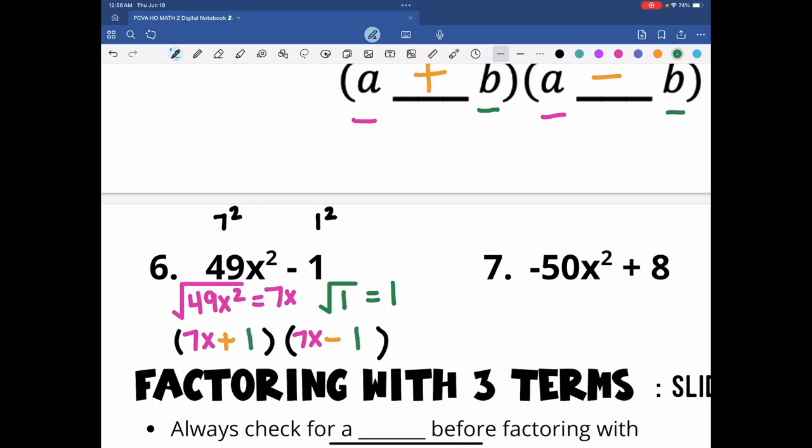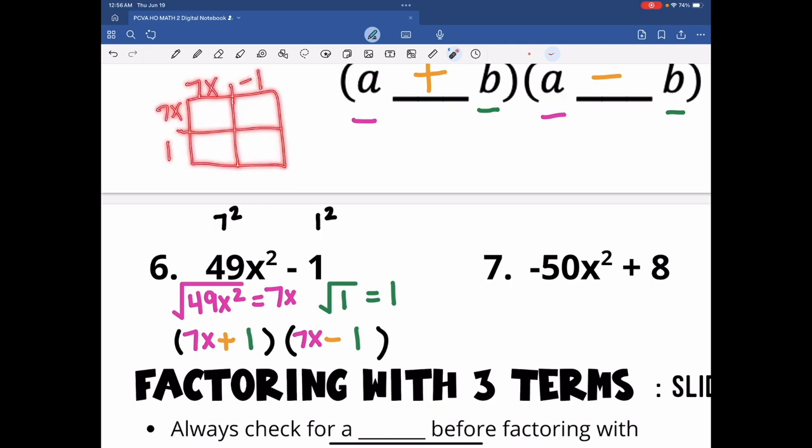Okay. Now, why does this method work? Because if I were to multiply these two things back out, I'm going to just kind of show you my little box and multiply it out. So we got 7x and 1, 7x and negative 1. So that's going to be 49x squared. That's going to be negative 7x. This is positive 7x. And this is negative 1. And these two are going to cancel each other out, which is why we have to have a plus and a minus. So because they cancel each other out, I'm only left with 49x squared minus 1, which was the original problem over here.